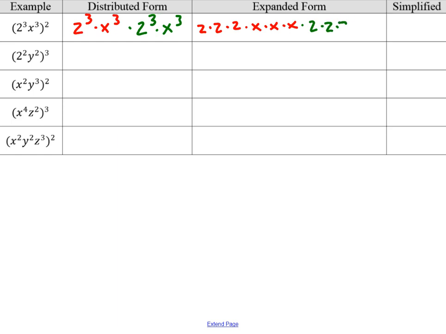Now, how many altogether 2's do we have? We have 6 of them, so it's going to be 2 to the 6th. And we have 6 x's, so it's going to also be x to the 6th. Let's go ahead and look at our next one.